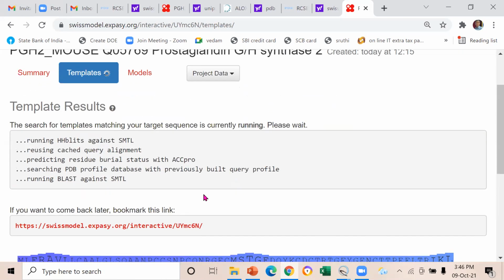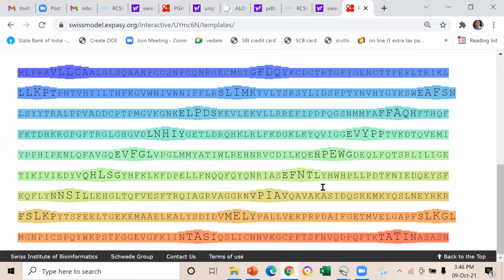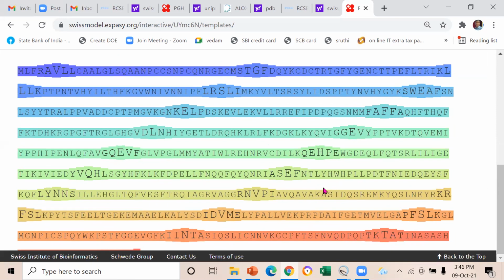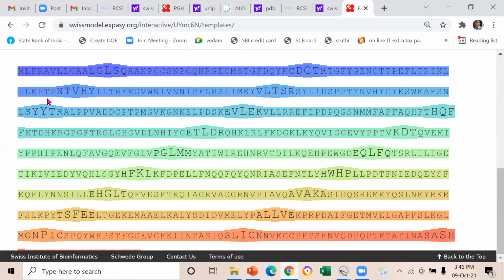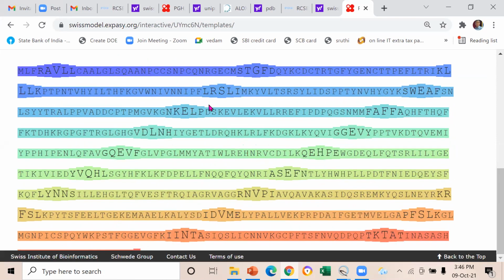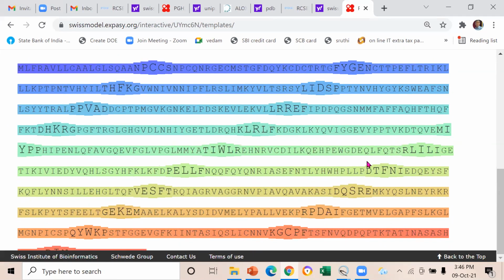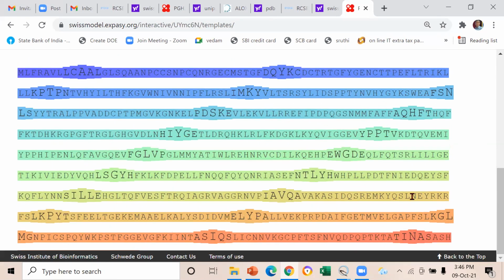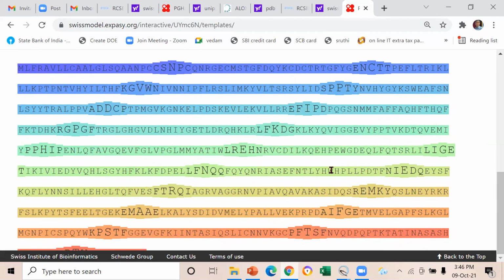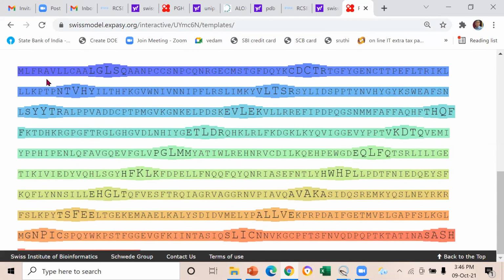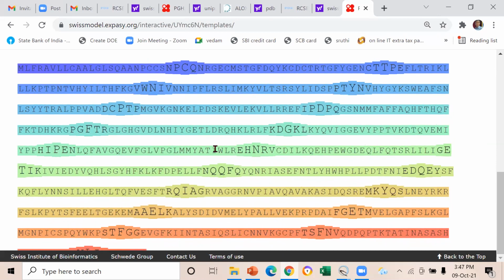It says if you want to come back later. So it will run for some time, and then it will give you the sequence. This is the amino acid sequence of this particular enzyme, prostaglandin synthase 2. You can see the amino acid sequence. If you have discovered a new protein and got your amino acids, you can put it in and then start looking for sequence similarity.